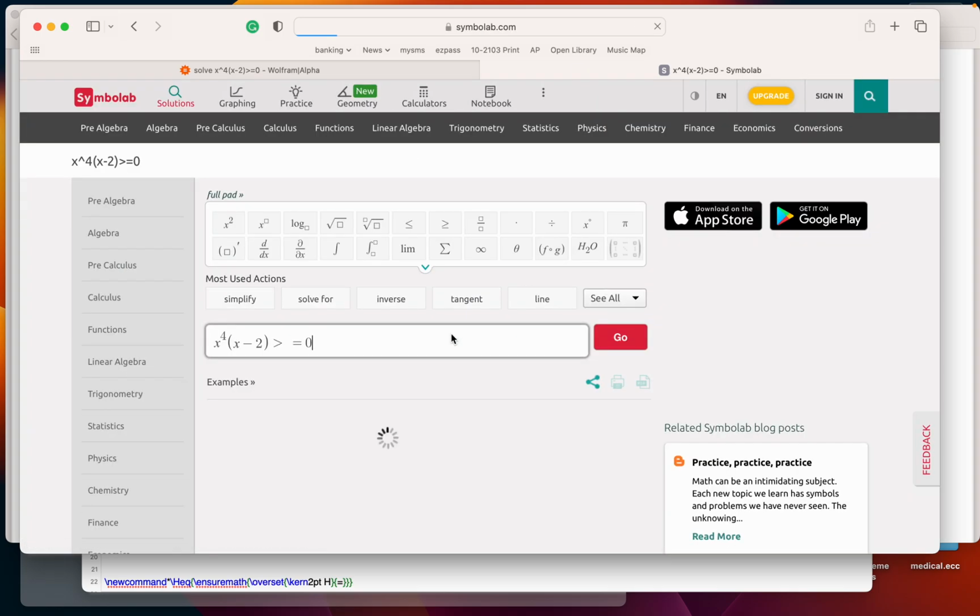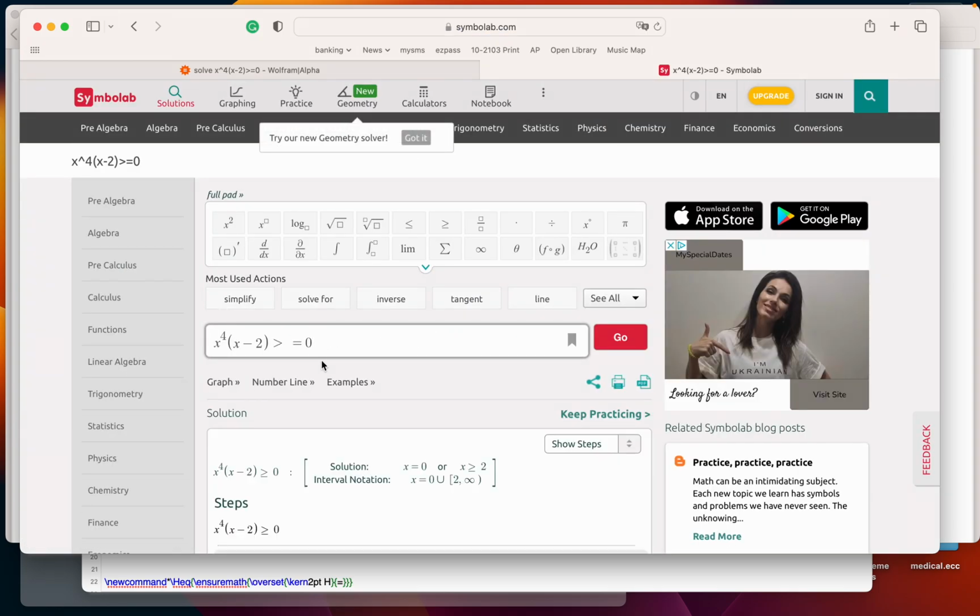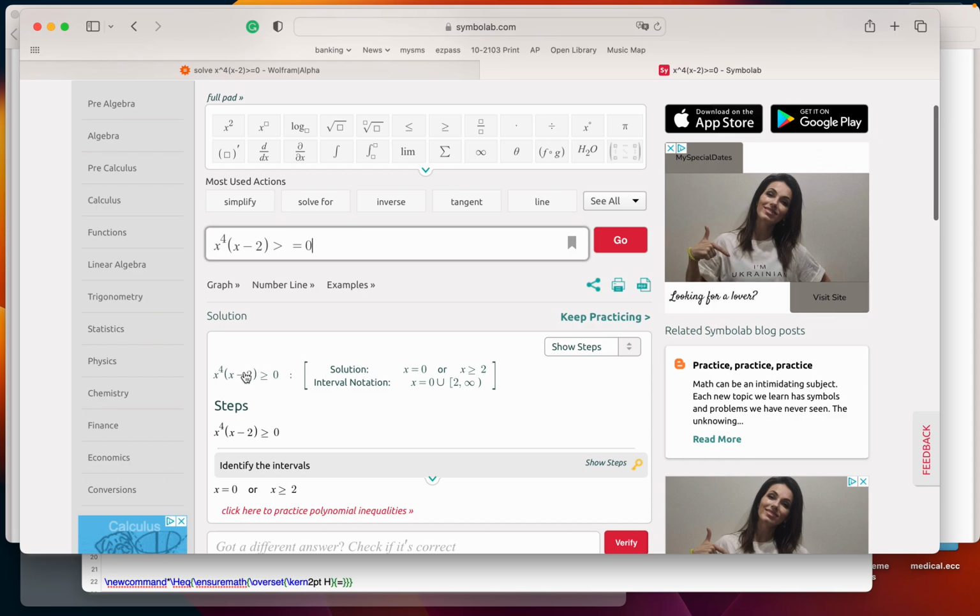But let me click on it, and what do I get? Well, I see they typed it up for me. Right, they did that much for me. What else do I see? I see the solution. What does it say?